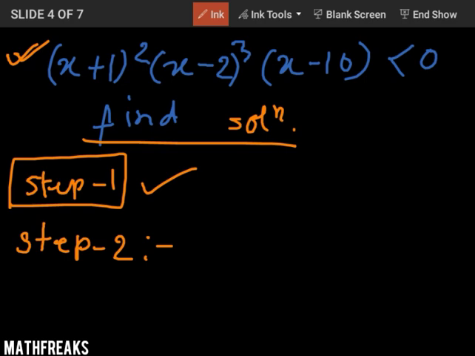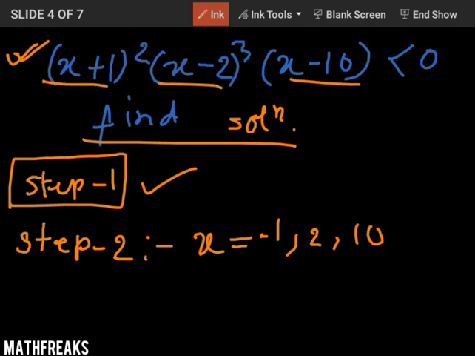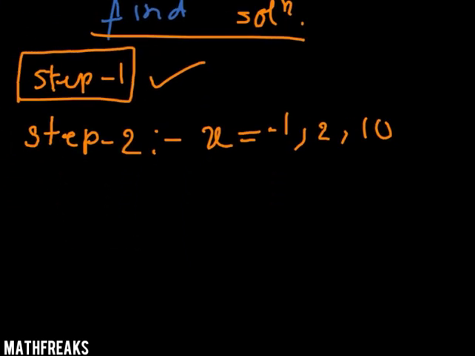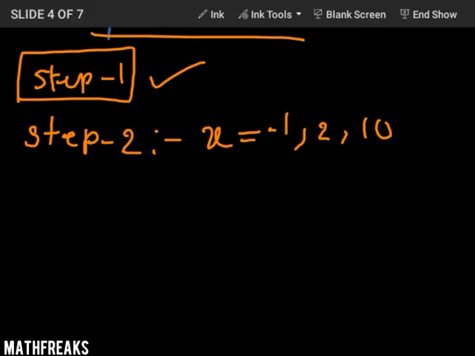What was step 2? Step 2 was to find the critical points. How can we find the critical points? Equate the factors to 0. So I'm directly writing now. x can be -1, x can be 2 and 10. These are the 3 critical points. So step 2 is also done. How have we found them? Just equate all these to 0, then you will find the critical points, right? Now step 3 was to put it on the number line.